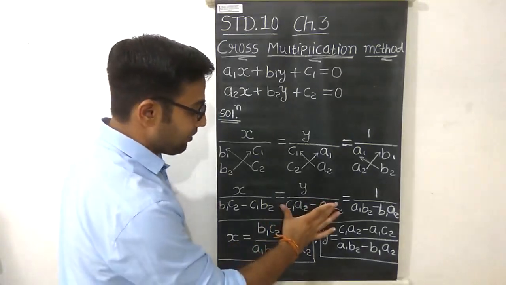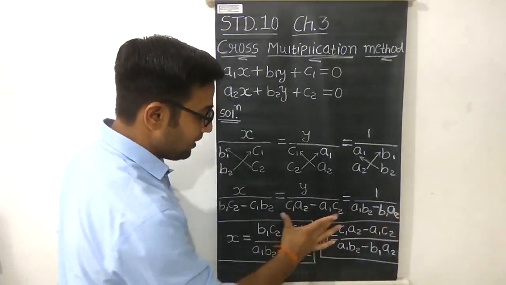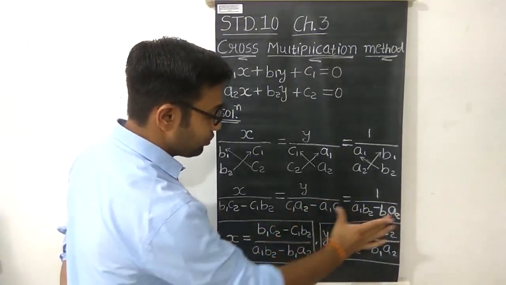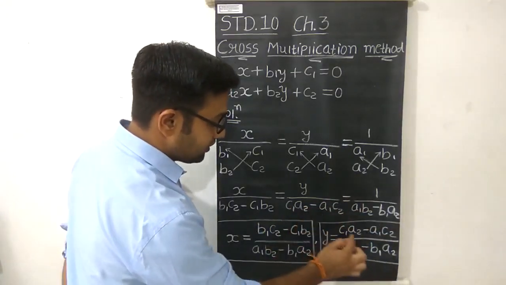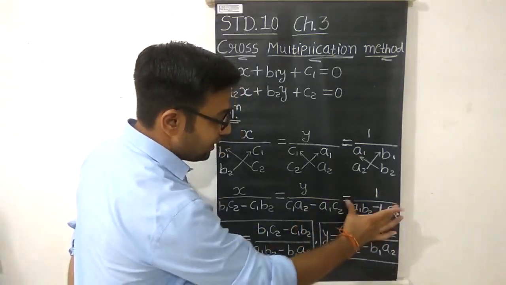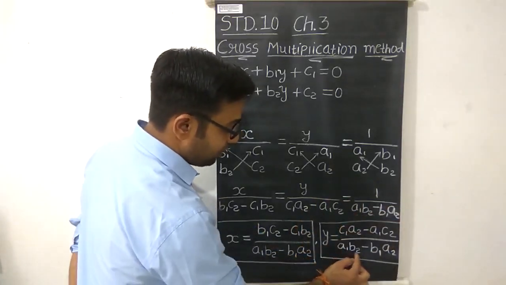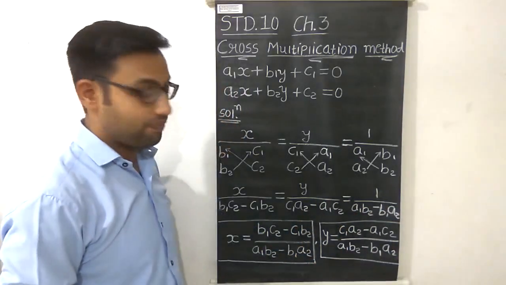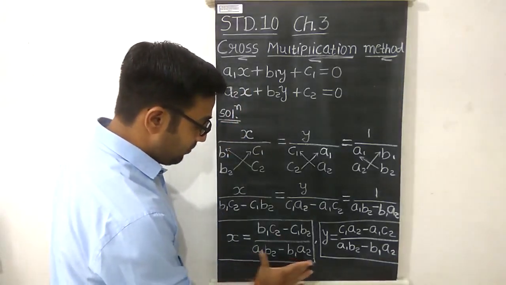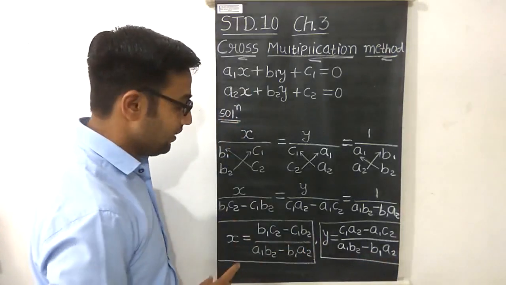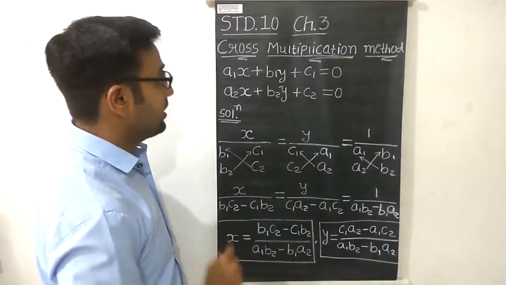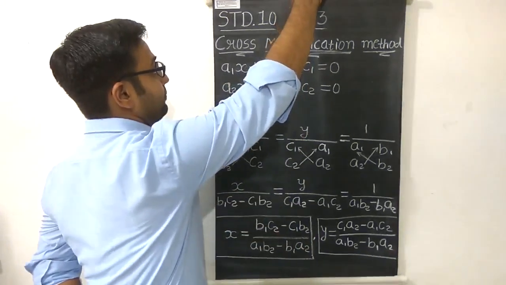In the same way, by comparing this with this, what we will get? This portion's denominator goes to the numerator. So y is equal to (c1 a2 minus a1 c2), denominator remains the same, a1 b2 minus b1 a2. So in both x and y, the denominator remains the same. Okay, so let's understand this by an example.